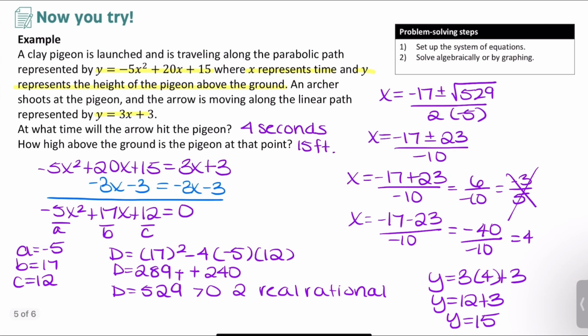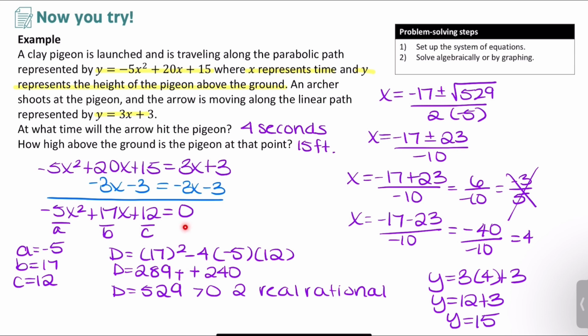So our clay pigeon is launched and traveling along a parabolic path represented by this equation, where x represents time and y represents the height of the pigeon. An archer shoots at the pigeon and the arrow is moving along the linear path represented by this equation. To solve this, we're going to set the parabola equal to the line, because we want the pigeon and the arrow to intersect.